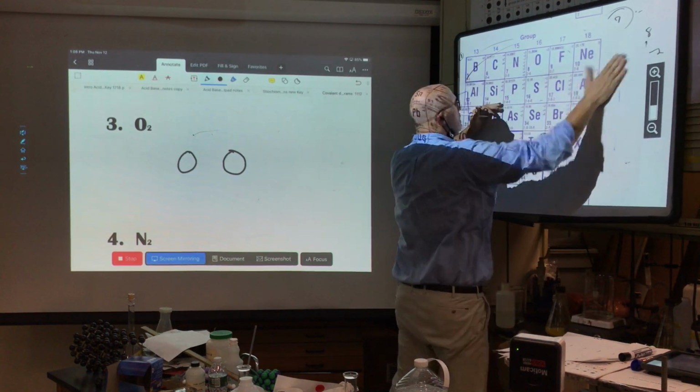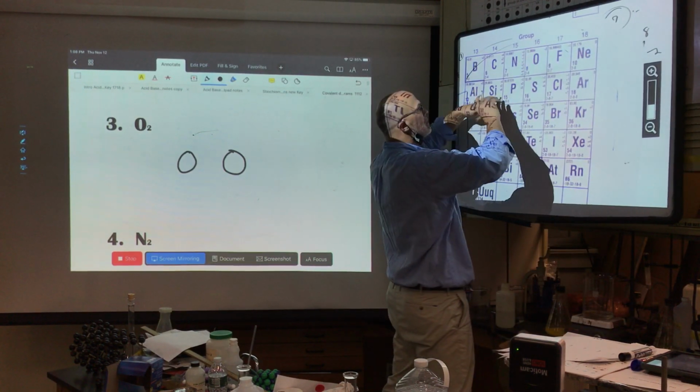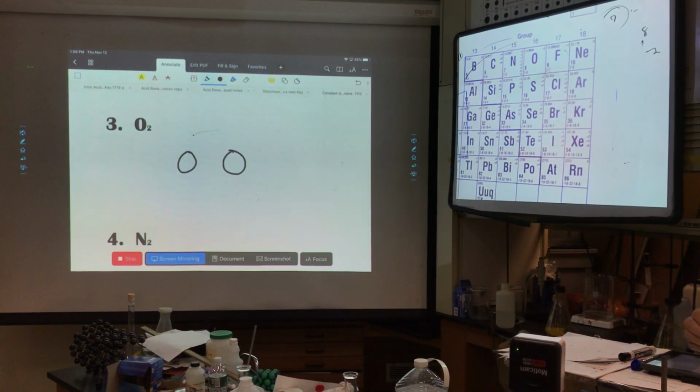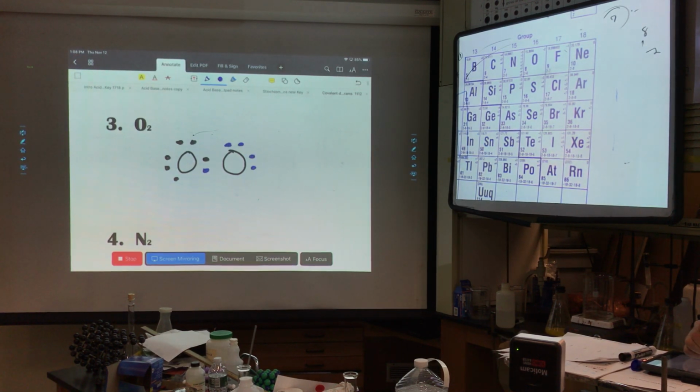O is in group 16. It's 2-6. So put out the 6 valence electrons. Okay, so 1, 2, 3, 4, 5. I always start with 1 bond, so I put 1 here for 6. I'm going to do the same here. 1, 2, 3, 4, 5, and 6.